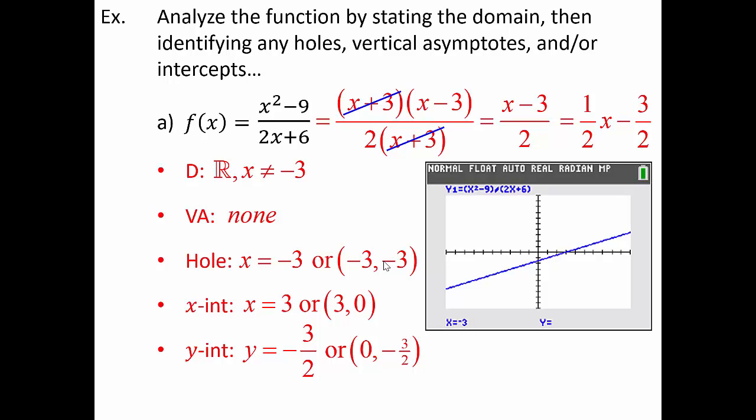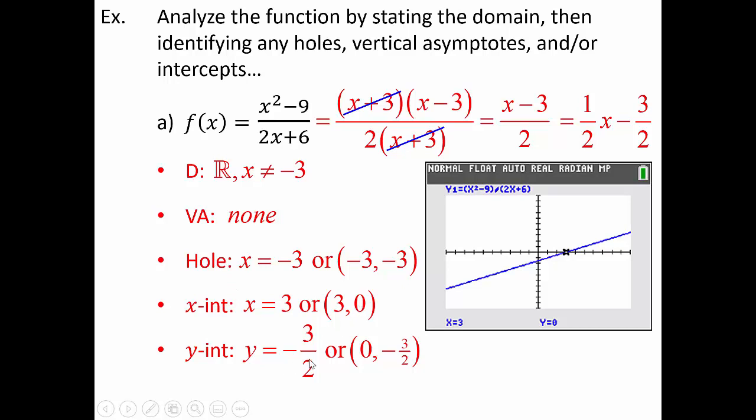Negative 3 is the location of the absence of a point, so it makes sense that it would not be spitting out the y value. We can check the x-intercept by tracing x equals 3. Look at that, x equals 3, y equals 0. The x-intercept is a point on the graph, so it should spit out the y value.